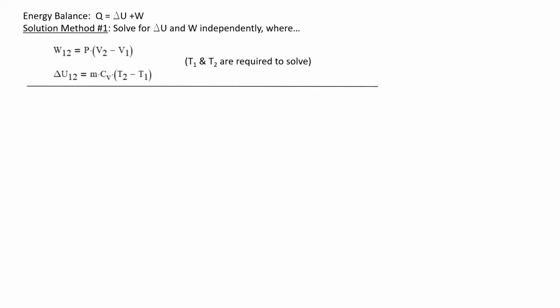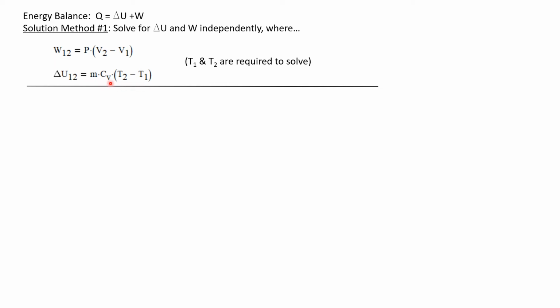So let's get back to our problem now that we've introduced some concepts for enthalpy and specific heats. And I'm going to solve this problem two different ways. So let's look at the first method. We can write an energy balance. Q is delta U plus W. And we can solve for delta U and W independently, where delta U for process 1-2 is the mass times C sub V times T2 minus T1.